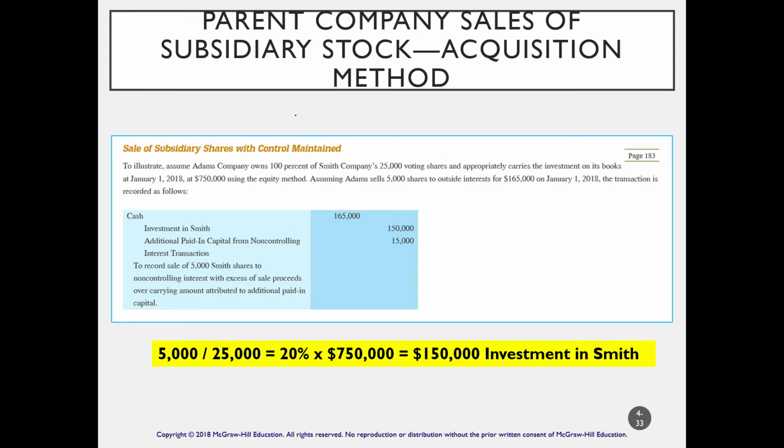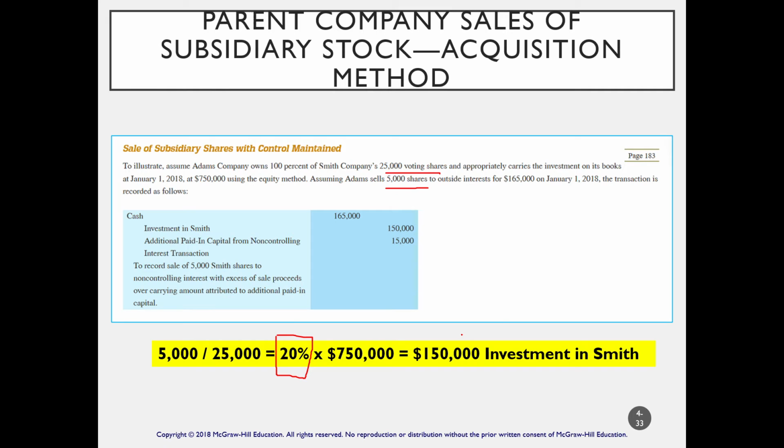So in the first example, we retain control. In this case, we have Adam's company owns 100% of Smith. Smith has 25,000 voting shares, which Adam owns, and Adam sells 5,000 of these 25,000 shares. So basically, they sold 20%. Now they own 80% after the sale, and in that case, they still retain control.